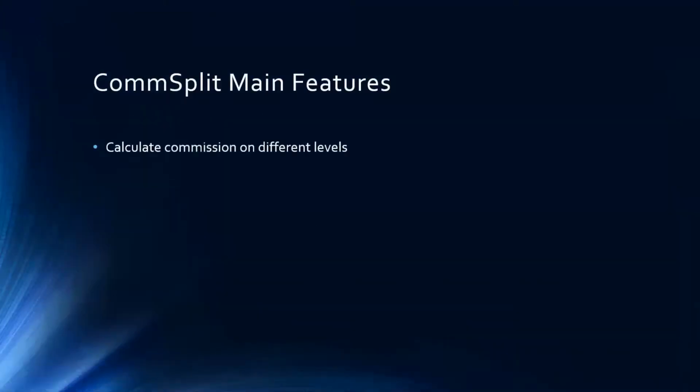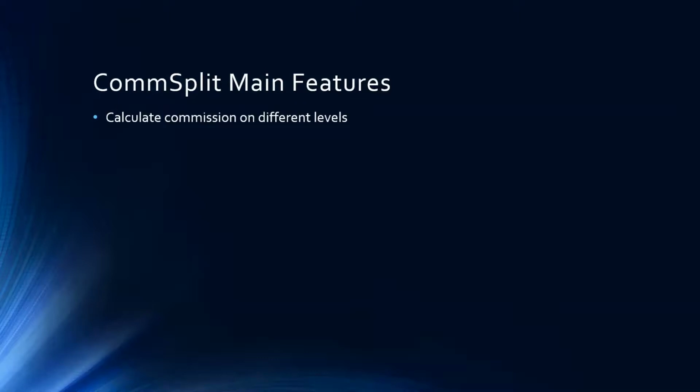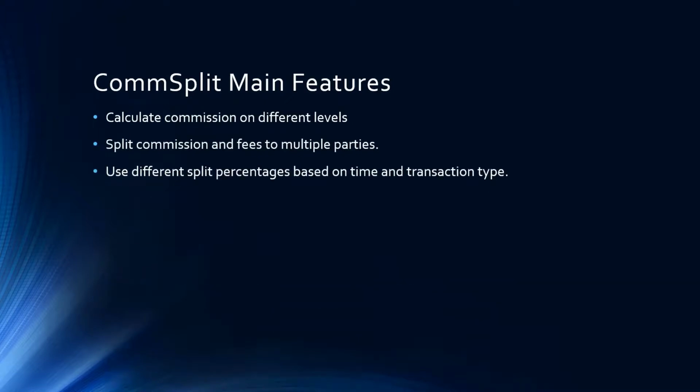Some of the main features that we're going to talk about is that commission for this product calculates your commission on different levels, which means that I can split it in nth ways to multiple parties using certain formulas that you can set up within the commission. So there's a split to multiple parties at any level. We're using different split percentages based on time and transaction type.